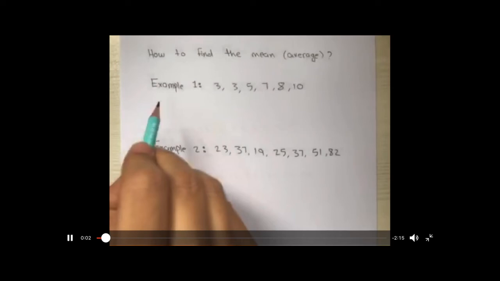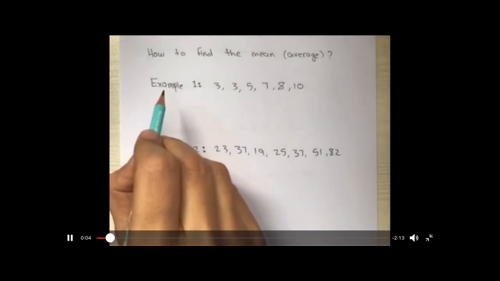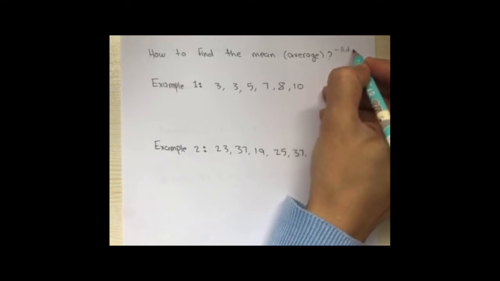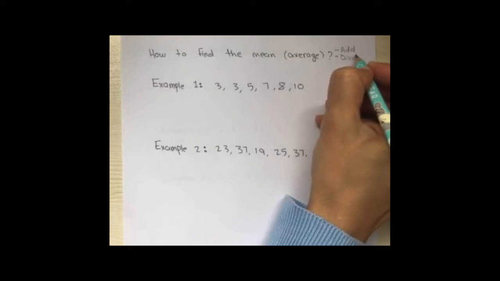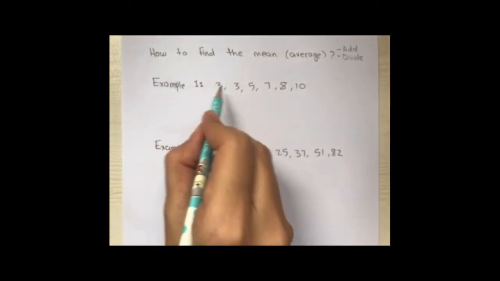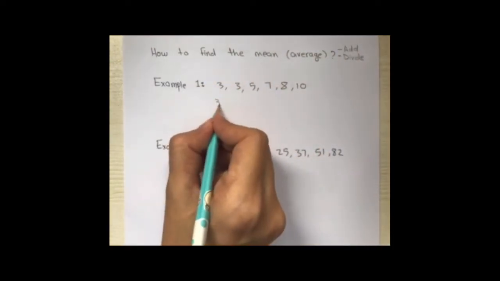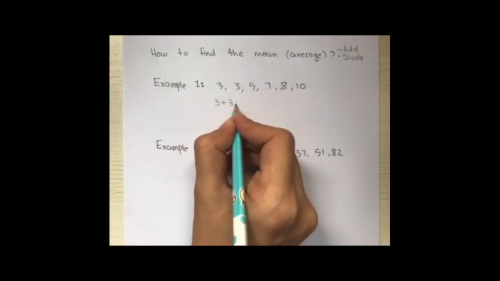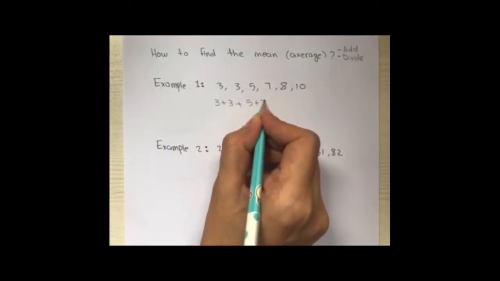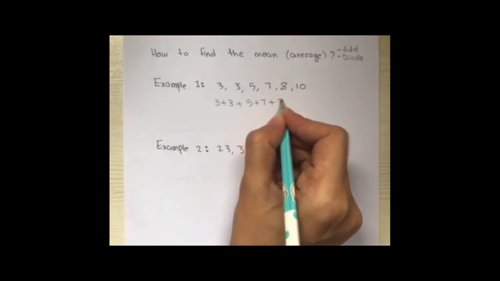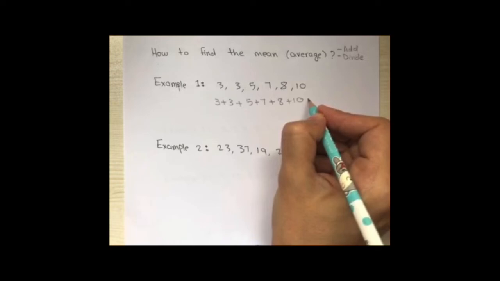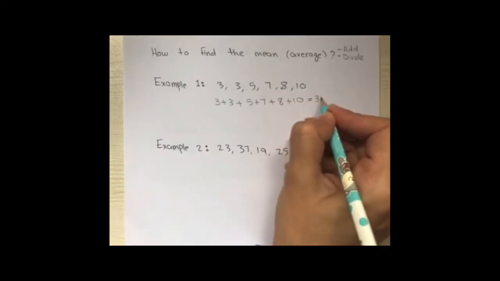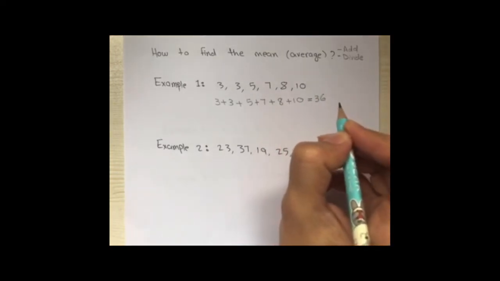Okay, how to find the mean or the average? There are two steps to find the mean, as we said. First, you have to add. Second, divide. We will add all the digits in our data. So 3 plus 3 plus 5 plus 7 plus 8 plus 10. You can add these numbers easily. That's equal to 36.